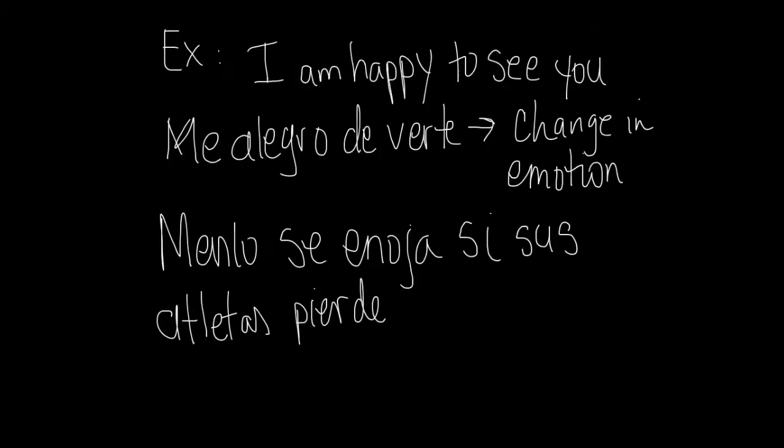So let's take a look at the following examples. The first one, I am happy to see you. Me alegro de verte. That means there is a change in emotion. The person suddenly saw someone and became happy to see that person. Now, Menlo se enoja si sus atletas pierden. It means Menlo gets annoyed if the athletes lose.